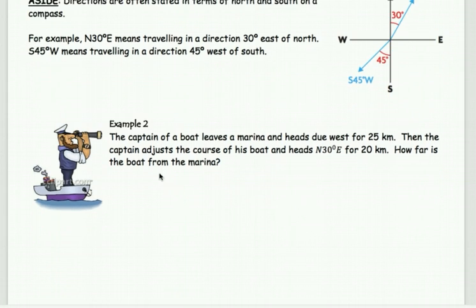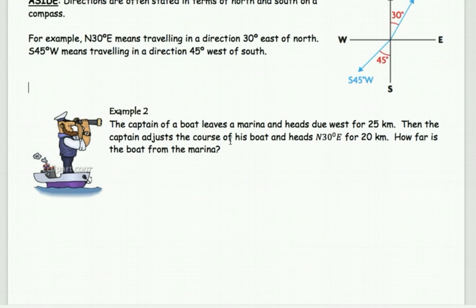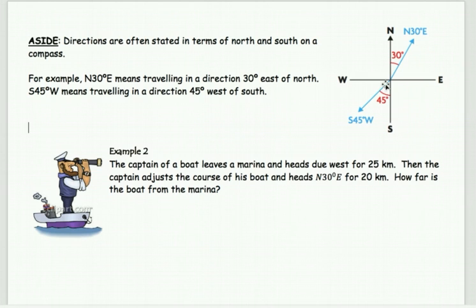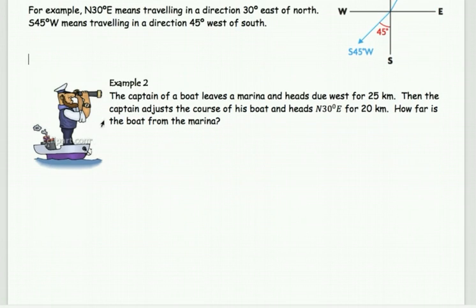All right, so we have a captain here, and he leaves a marina and heads due west. Okay, so again, west is this way, for 25 kilometers. Then the captain adjusts the course of his boat and heads north 30 degrees east for 20 kilometers. How far is the boat from the marina? Okay, so let's draw our diagram out here.